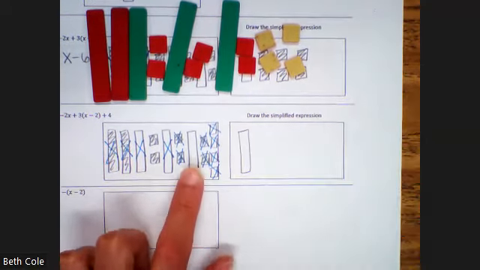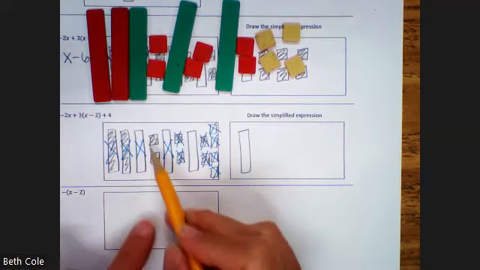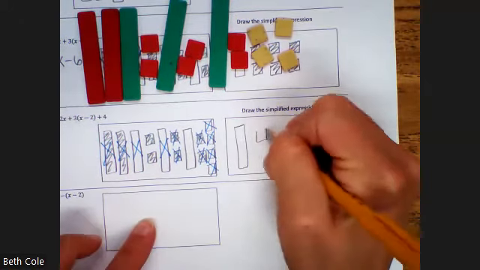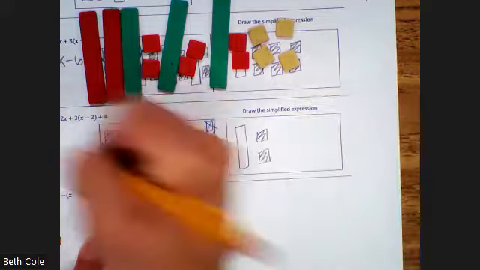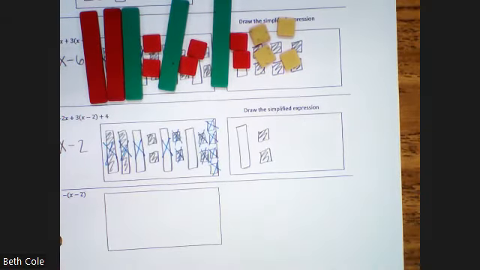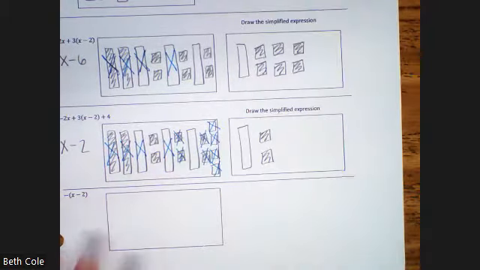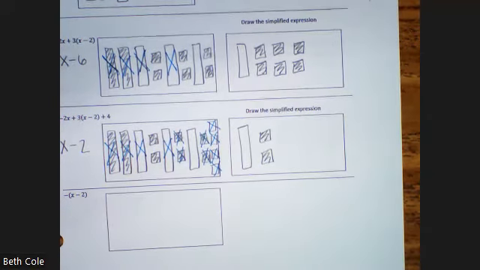Good. 1 positive rectangle, which is x. Good. And then minus 2. Good. Nice job, guys. So it is x minus 2. Cool. It feels like you guys got that. We got one more, and then we'll do a break.